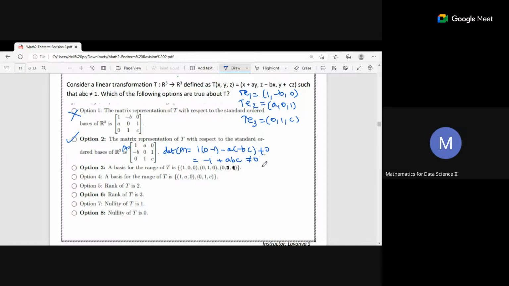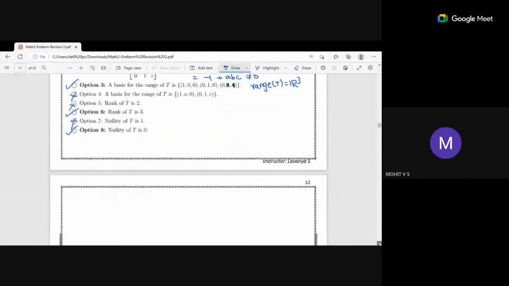So if the determinant of A is non-zero, what do you know about the range of T? That is R3. So does this form a basis for the range of T? Okay, fine. So this is incorrect. Rank of T is 3. Is this correct? Yes, ma'am. So if rank is 3, nullity should be 0. Is this clear for everyone? Okay.